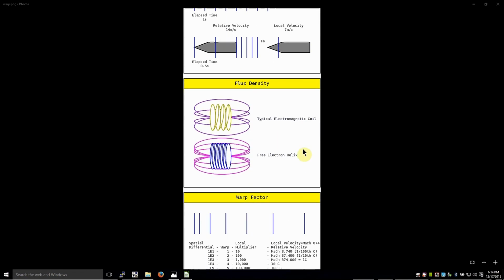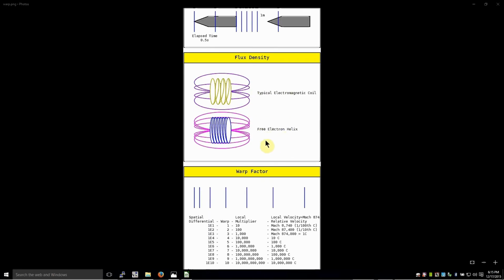How do you get that? Flux density is what we need. Basically, magnetic fields flatten space. Typical electromagnetic coils can only do so much. Even our best superconductors: when you have a coil of wire, or a coil of anything that's conductive, and you pass an electrical current through it, it's going to create a magnetic field as such, and your flux density, even though it can be quite strong, is nowhere near what we're going to need.